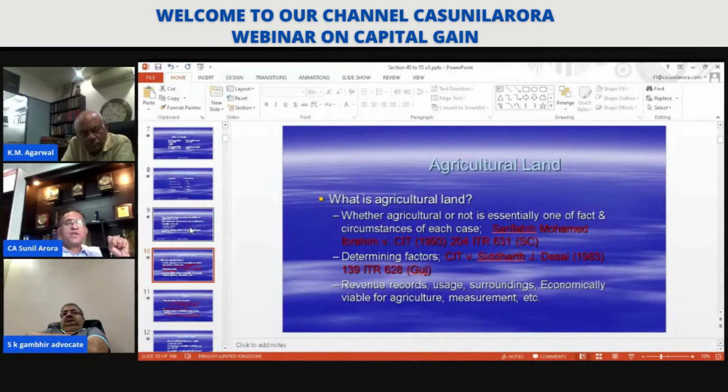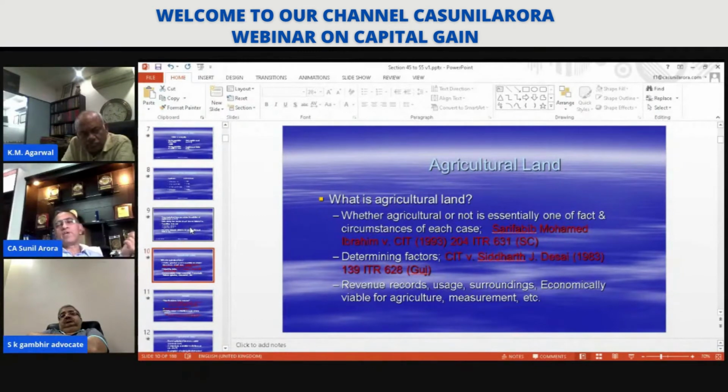And some of the indications which can be there is, of course, usage. That means if the land is being put to agricultural use and it is being used for farming, cultivation of land, and the produce is being sold, then of course this would qualify to be an agricultural land.